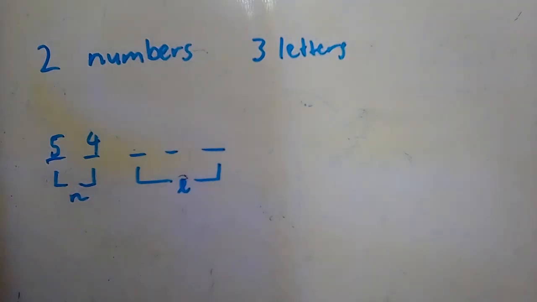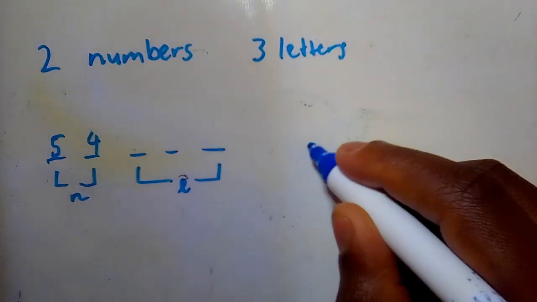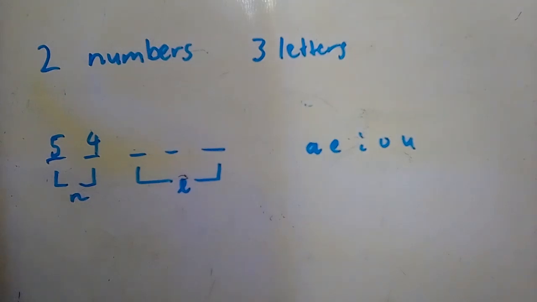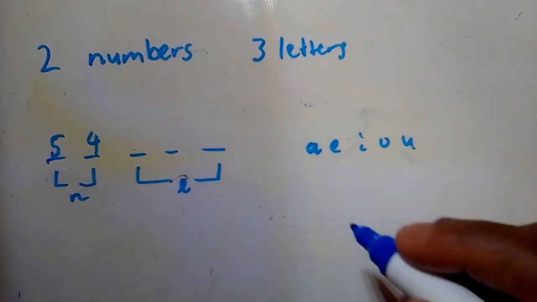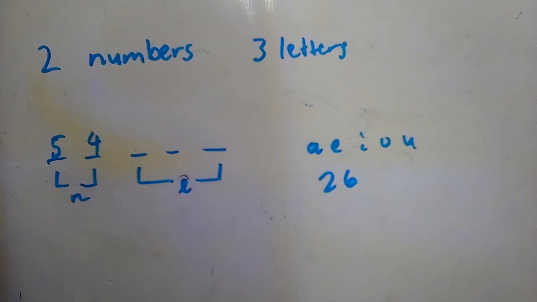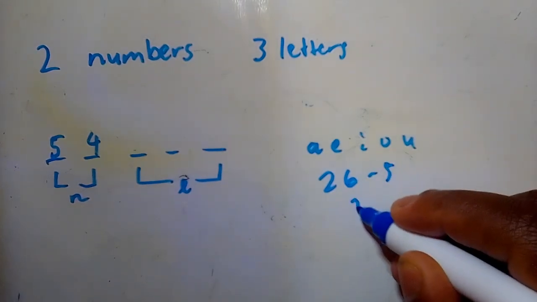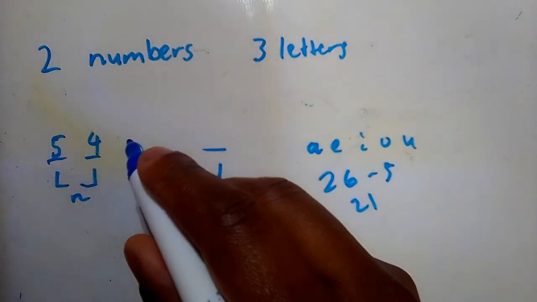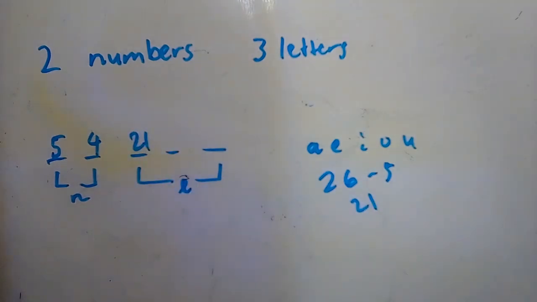Now they said they must not contain vowels. Vowels are A, E, I, O, U. Those are vowels, so there are 5 vowels. In the alphabet we've got 26 letters. So if they say they must not contain vowels, we have to subtract the vowels. So we now have only 21 options to choose from. We can choose any one of the 21 consonants.